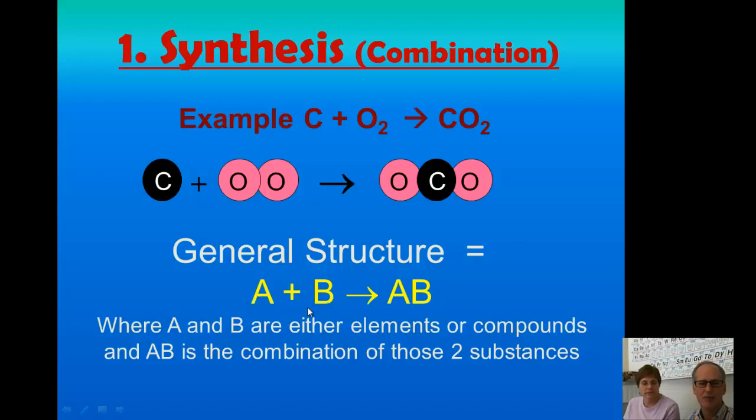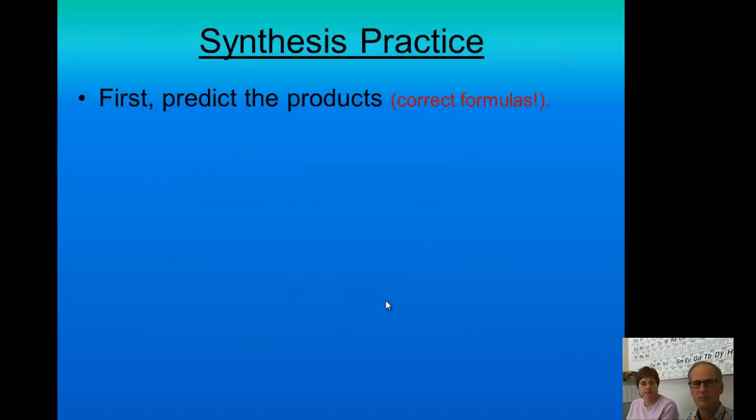If I think of A and B as either being elements or compounds, what they're always going to do, you're going to take 2 things, combine them into one to make a synthesis reaction. Right. So you're always looking for one product. One product is synthesis. Right?